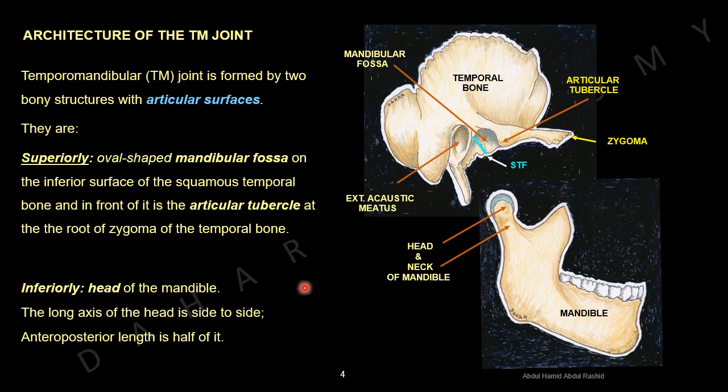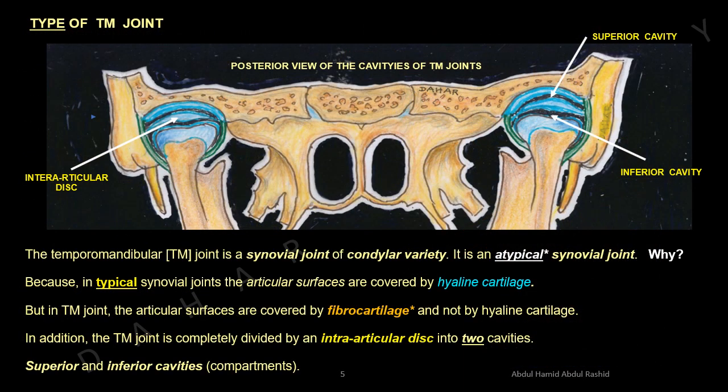Inferiorly, it is the head of the mandible. The long axis of the head of the mandible is side to side, that is between lateral and medial, and the anteroposterior length is half of the side-to-side length. So anteroposterior is flattened, side to side is longer. This is the diagram, posterior view of the cavities of the temporomandibular joints.